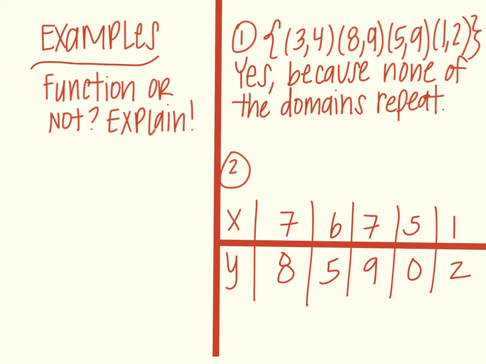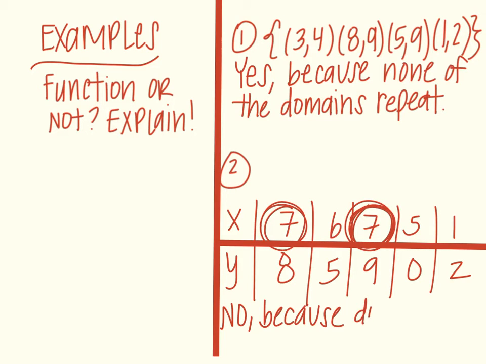Alright, second example. This time we're given a table. Look at the x values: 7, 6, 7, 5, 1. So again, we don't really pay that much attention to y values, the ranges, when we're determining if it's a function or not. We just look at the x's. Because 7 repeats, we would say no. You could say no because domain repeats.